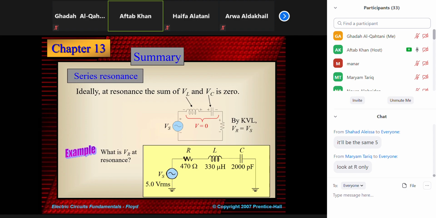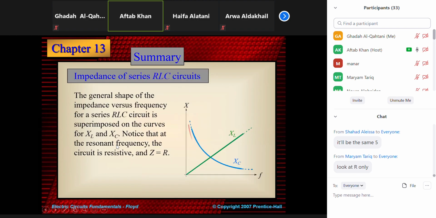Resonance, this is something, right? So now this is the impedance curve, Z versus F, and we can see at the resonant frequency what is happening. Z is exactly equal to R, right? This is the overall picture here.